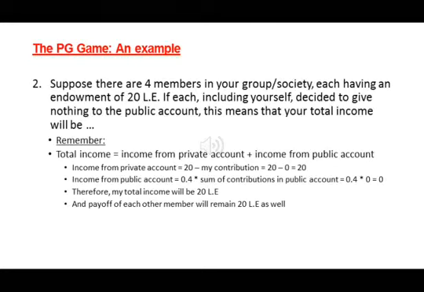This means that your total income will be, again, let's use the same rule. Your total income will be your income from the private account plus the income that you will be getting from the public account.